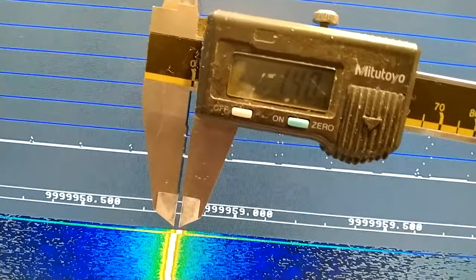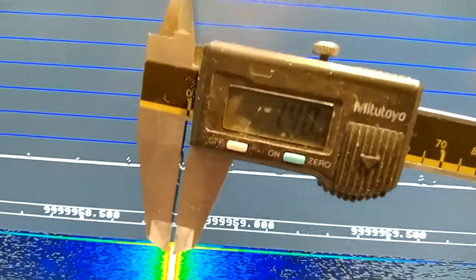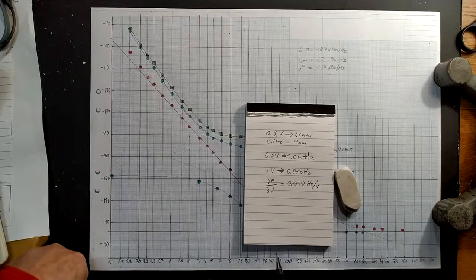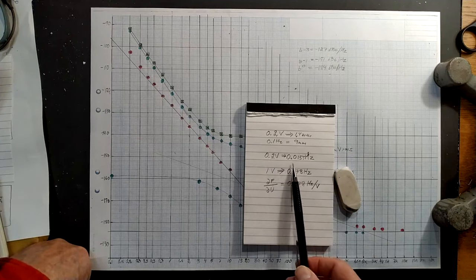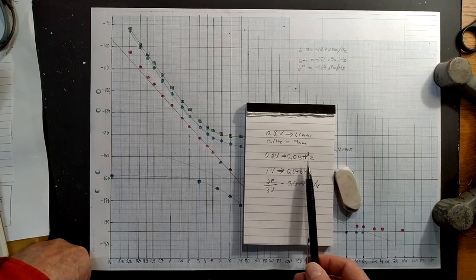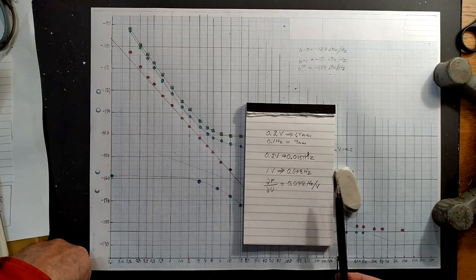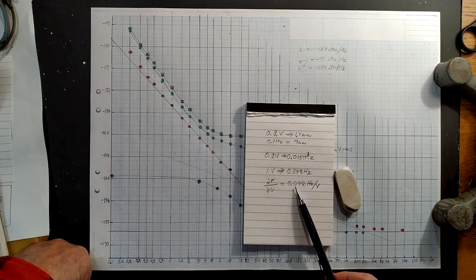Here we can see that 0.2 volts gives a frequency step of about 1.4 millimeters on the screen. 0.1 hertz, that is 9 millimeters. This is what I have. 0.2 volts gives 0.0155 hertz. And that gives me that 1 volt gives 5 times more, that's 0.078. And that's the derivative of frequency versus voltage, 0.078 hertz per volt.